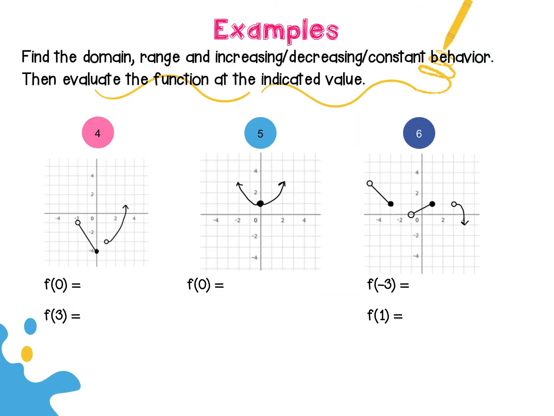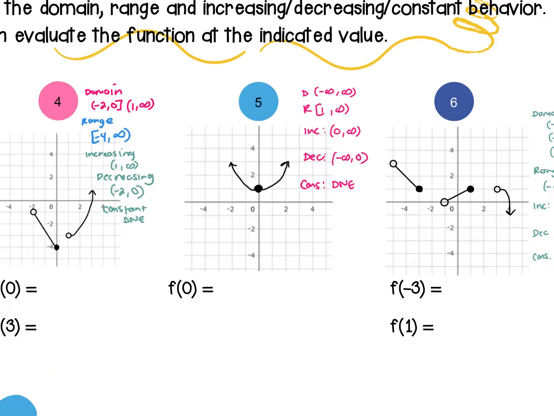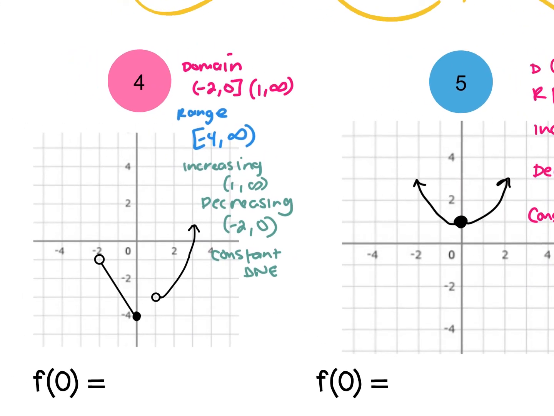All right. So now it says, find the domain, the range, the decreasing, increasing, and constant behavior, and then evaluate the function at the indicated value. All right, so the first one, my domain, going left to right, would be -2 with a parentheses because it's an open dot, to 0, which is this one here. This would be -2 to 0 with a bracket. Then it stops and it starts again at 1, so it's an open dot, which is a parentheses, and it goes on to positive infinity.